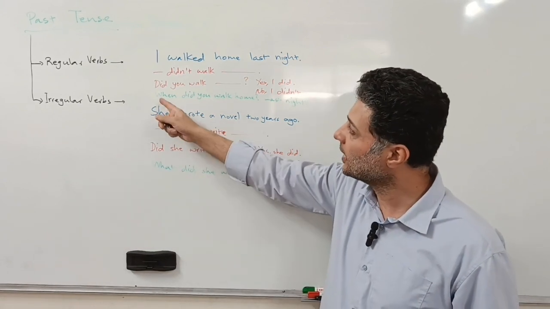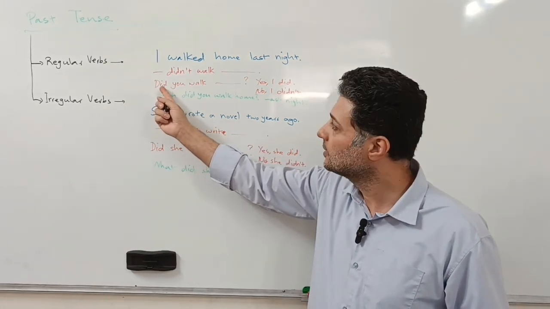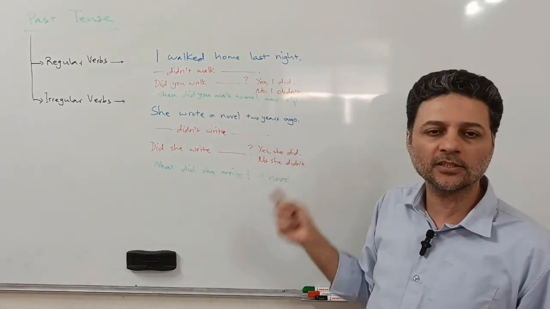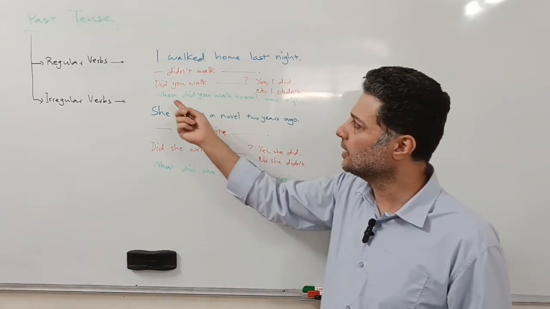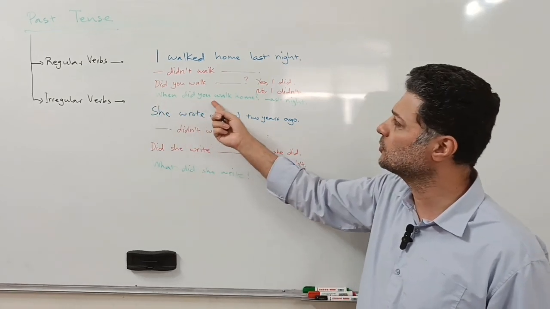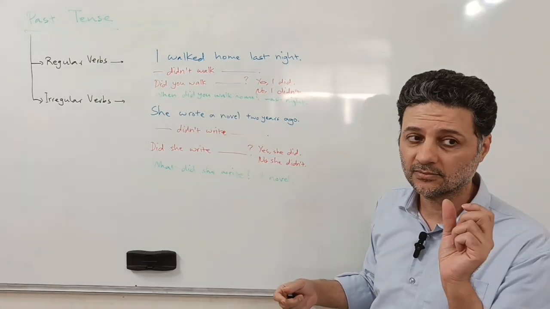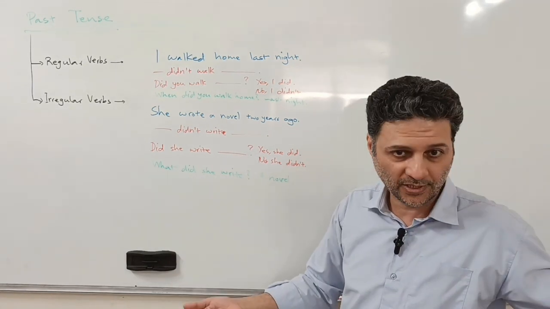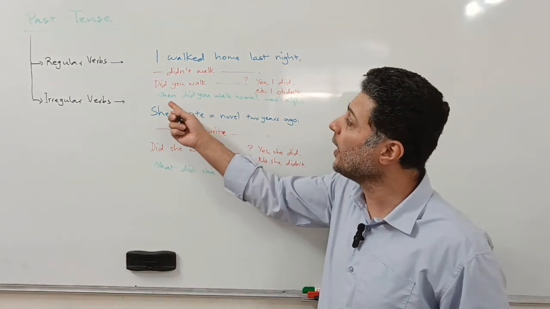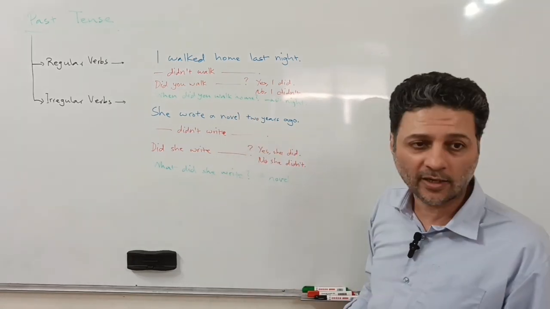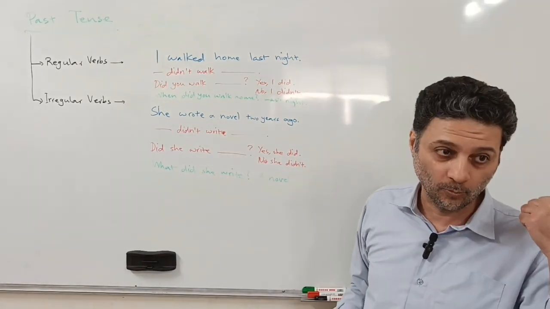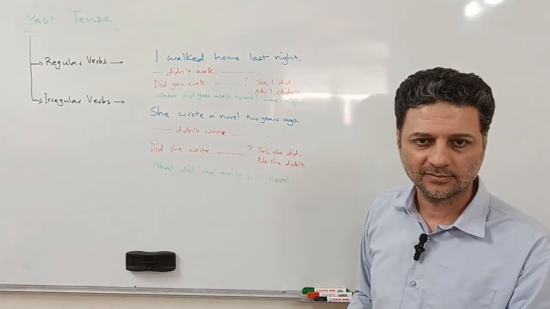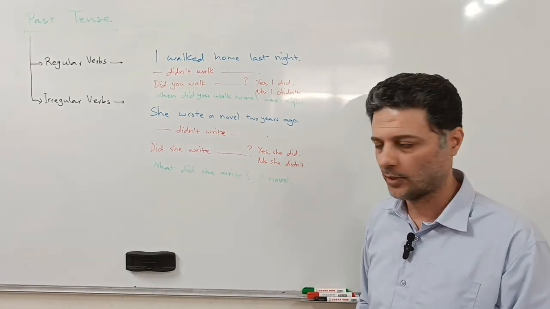Likewise, for the question: did you walk home last night? Yes, I did. No, I didn't. Short answers. Or information questions such as, when did you walk home? It means when? Last night. Not 2 nights ago, not the day before yesterday, for example. Or where did you walk last night? I walked home, not to school, for example. Not to one of my friends. I walked home.